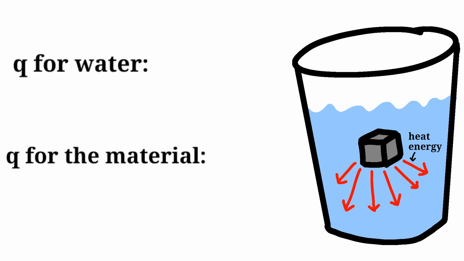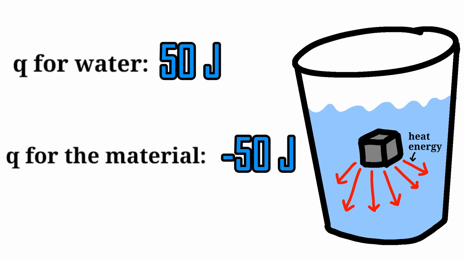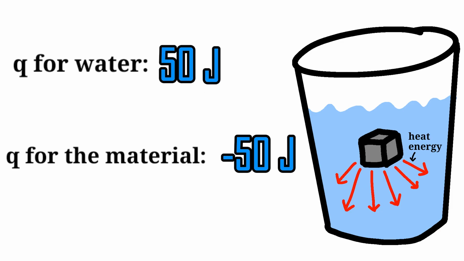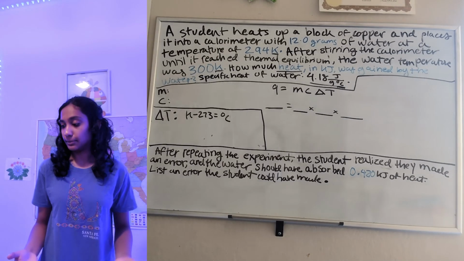If the Q for the water is 50 joules, then the Q for the material in the calorimeter is negative 50 joules. This means that the water gained 50 joules of energy and the other material lost 50 joules of energy. In the same way, if you know the other material's Q is negative 50, then the water's Q is positive 50. Let's practice with an example problem.